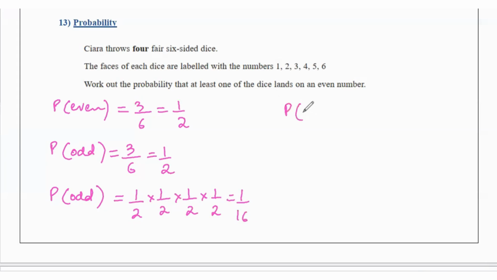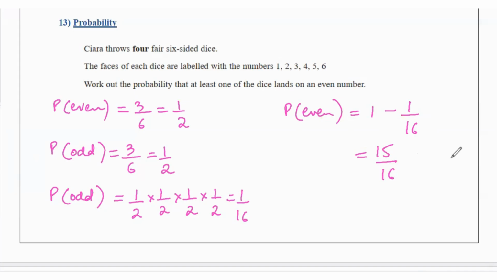So the probability of getting an even number on all 4 throws at least once, shouldn't that be 1 minus 1 over 16, which is 15 over 16? That's your answer. An alternative method is to find the different combinations in which she can get an even number.